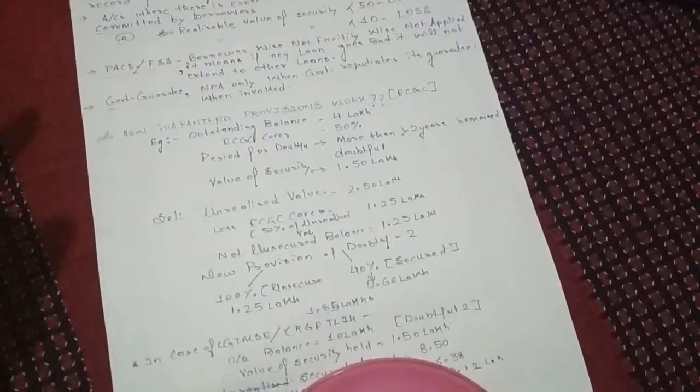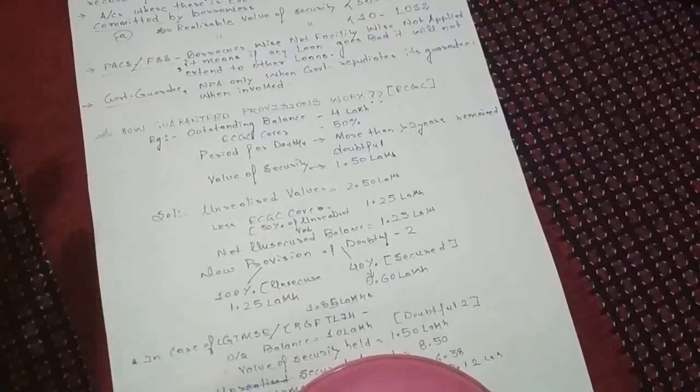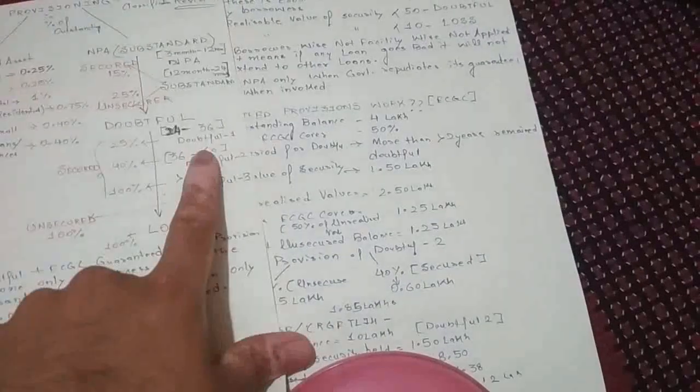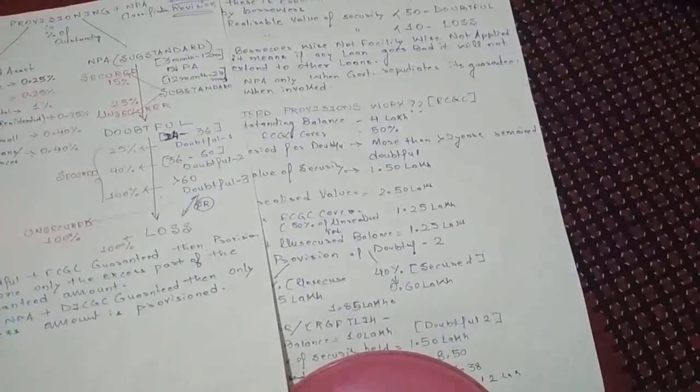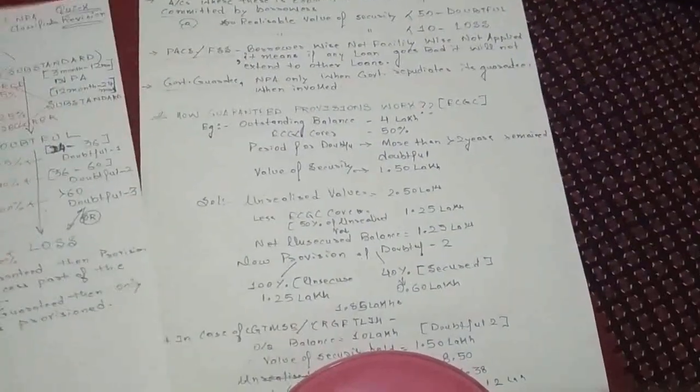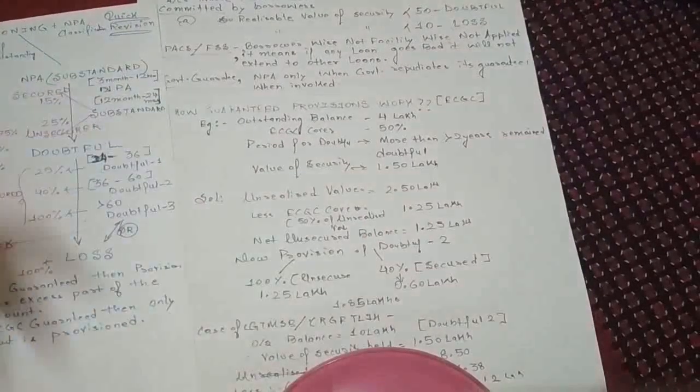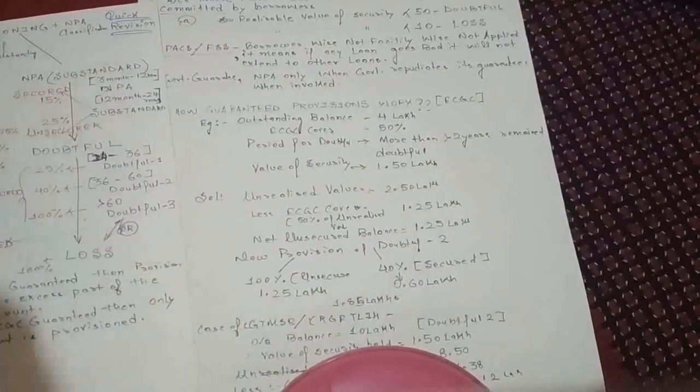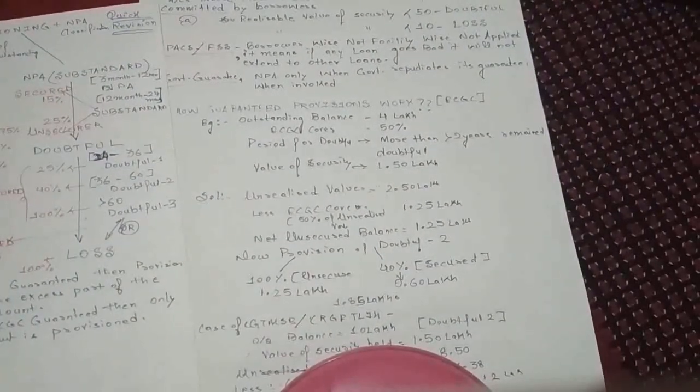Let's say the outstanding balance is 4 lakh of rupees, but the ECGC cover is 50%, and it's in the doubtful 2 category. So in the doubtful 2 category, what does it mean? 40% we need to set aside. The value of the security is 1.5 lakh. Value of the security of what? His own security that he has given while taking the loan.